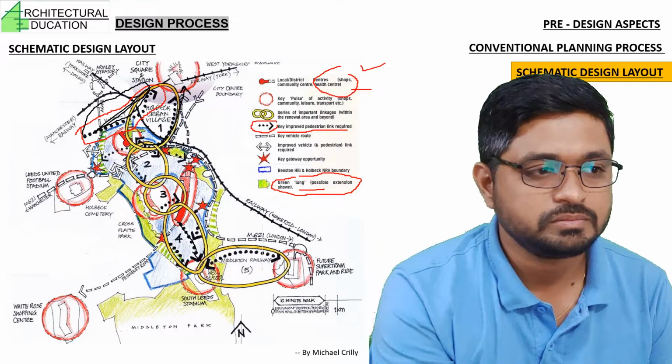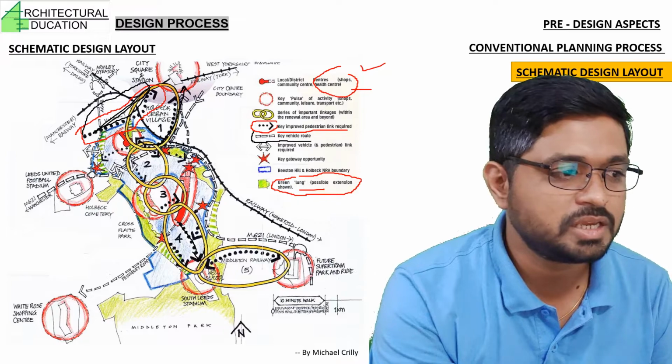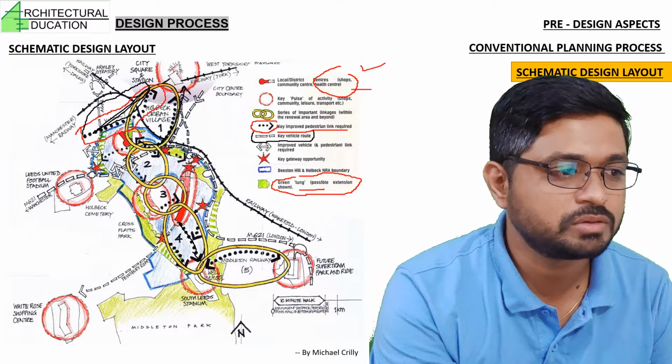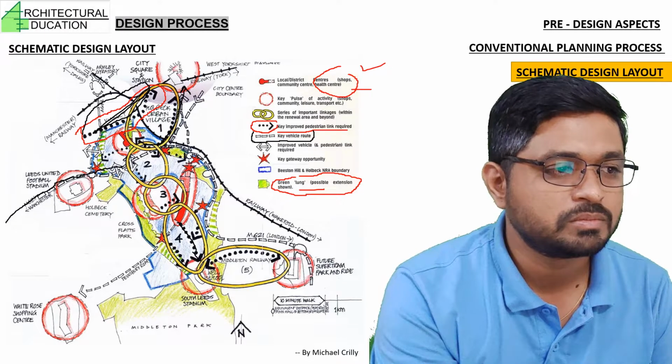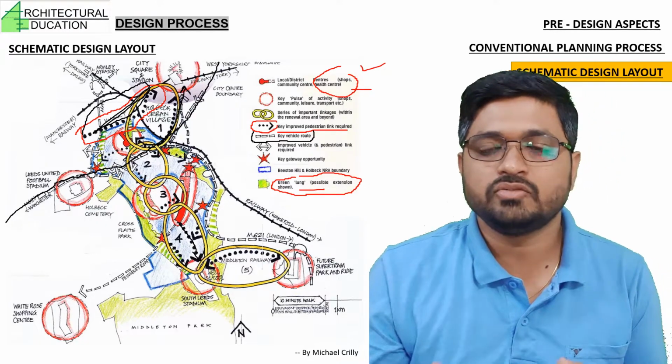Then have the key vehicular route. Where is the key vehicular route? I hope you can find it over here. So what did he do? He has identified the important places.